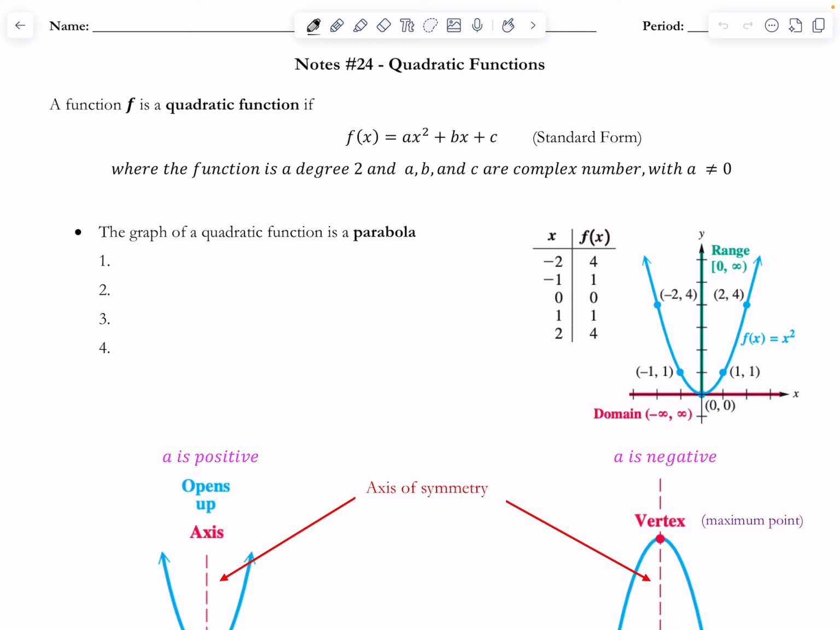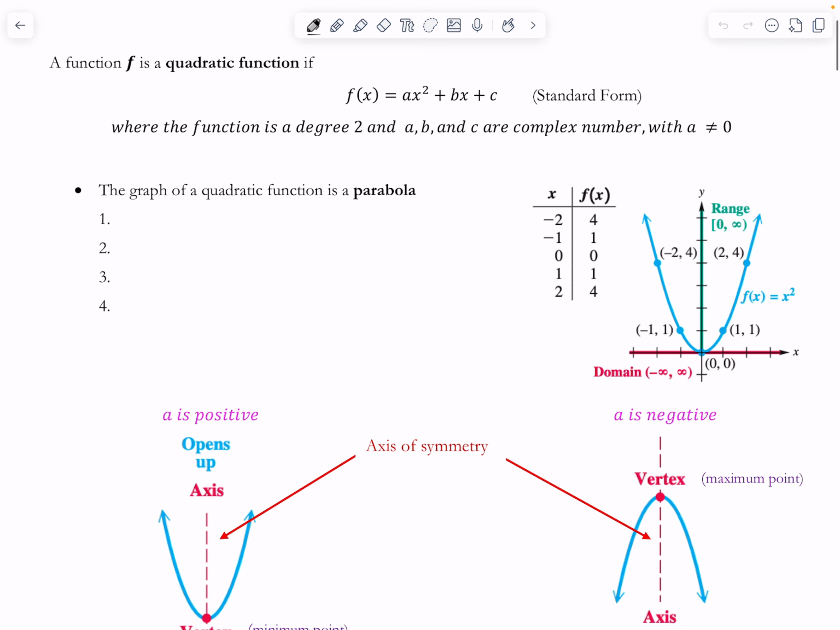Okay, so we've already kind of talked about quadratic functions in terms of graphing them back when we did our unit on parent functions. So just a quick review about quadratics. The graph is a parabola. The domain is going to be all real numbers, so negative infinity to infinity. The range of the parent quadratic function is going to be 0 to infinity, including 0.